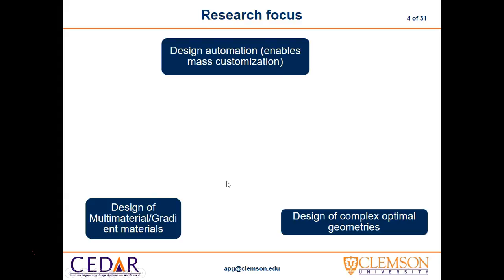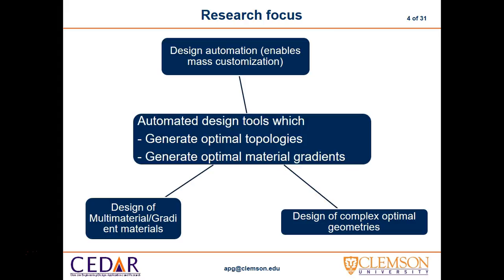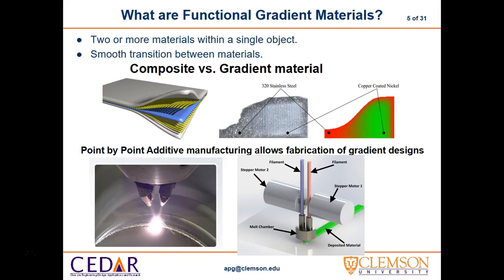So within additive manufacturing, we can design multi-material or gradient materials. This is a big advantage, which you can't do with traditional manufacturing. We can also do really complex geometries, and we can automate some of the design process, and this is going to be required if we want mass customization of products that are customized for individual users. So when we bring those three together, we're really interested in automated design tools which generate optimal topologies and also generate optimal material gradients at the same time.